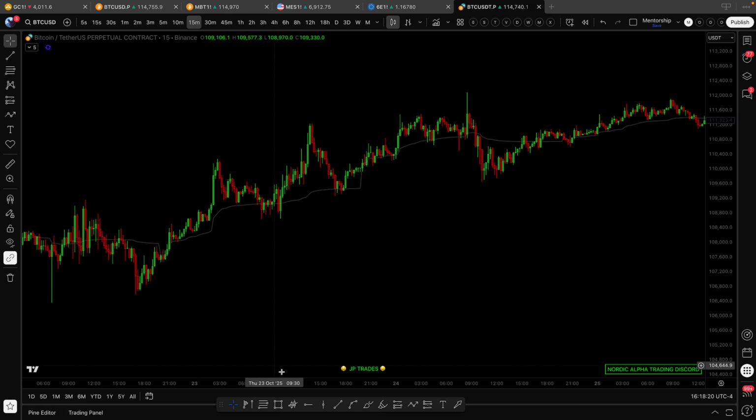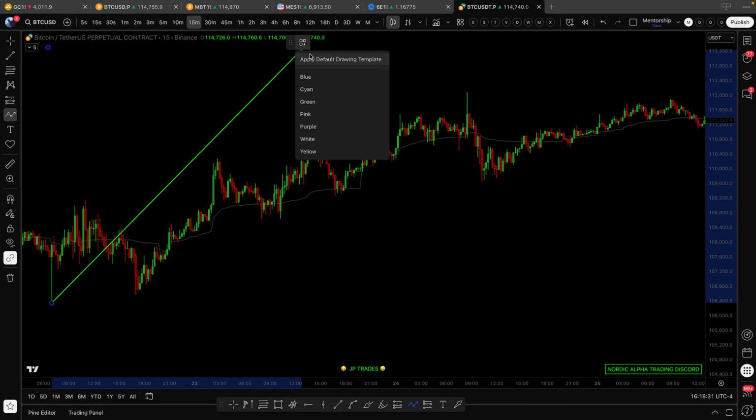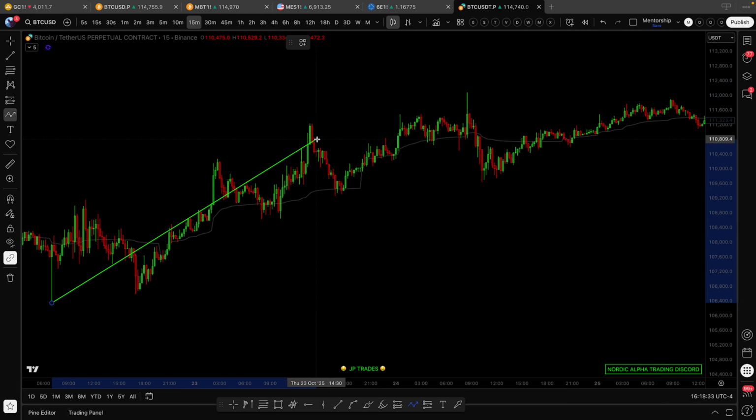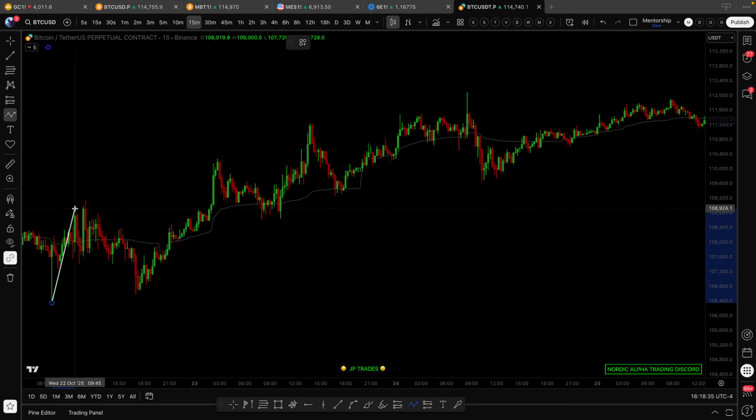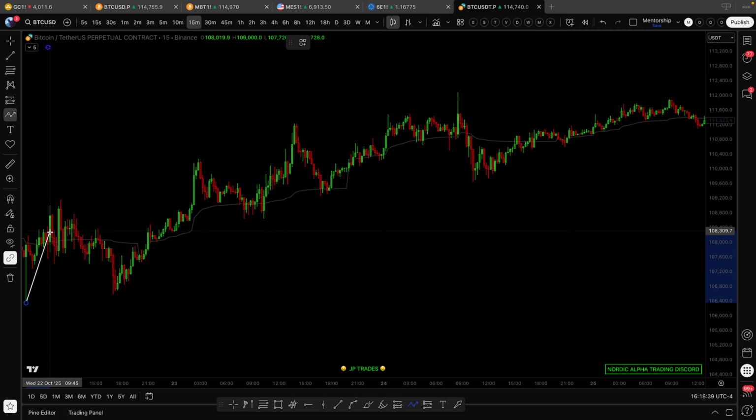So if we were to start our structure, we'll start here at this low. Actually, we'll change this to white so you can see this through the green and red candles. So we do see at first our first high followed by two red candles, and then we see another high followed by two red candles.